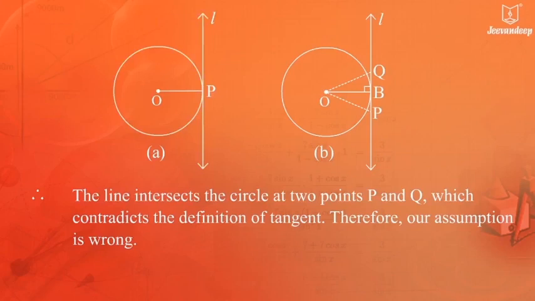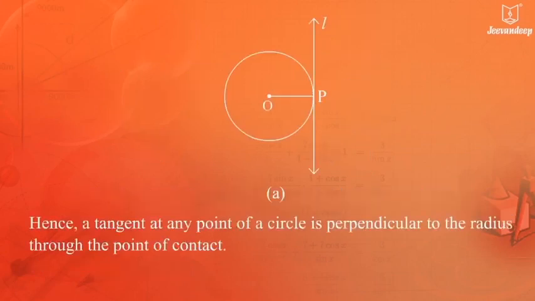Therefore, our assumption is wrong. Therefore, line L is perpendicular to segment OP. Hence, a tangent at any point of a circle is perpendicular to the radius through the point of contact.